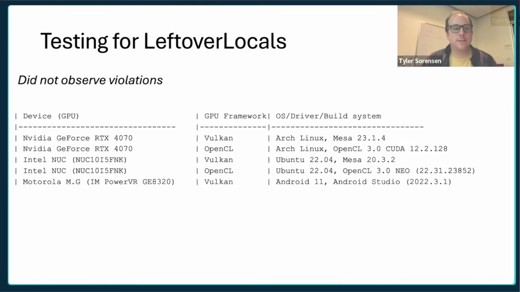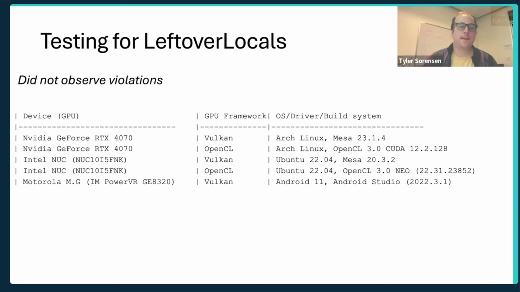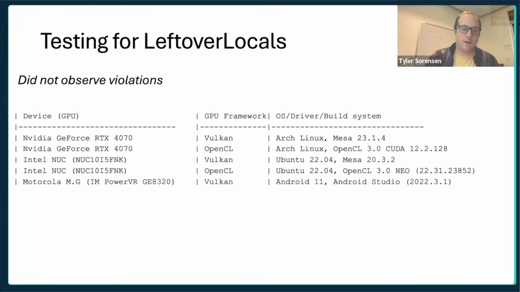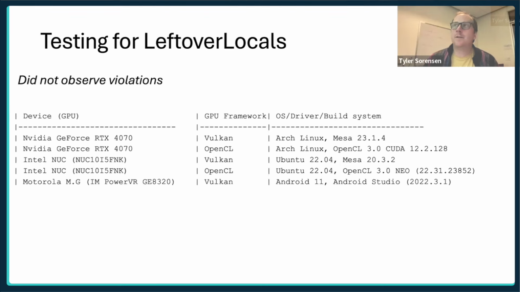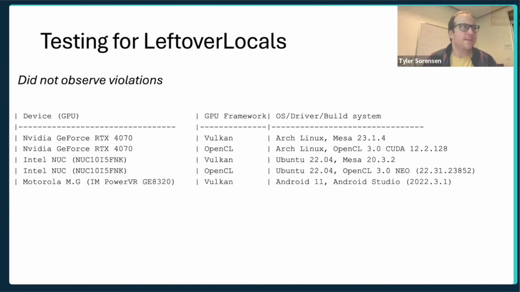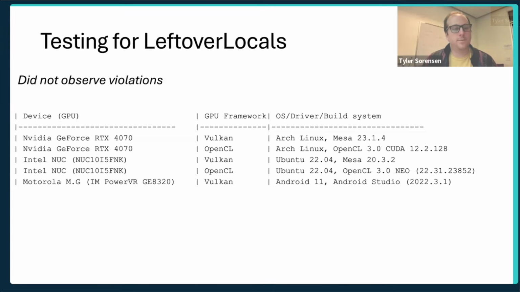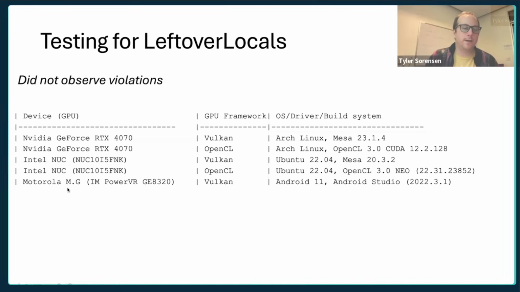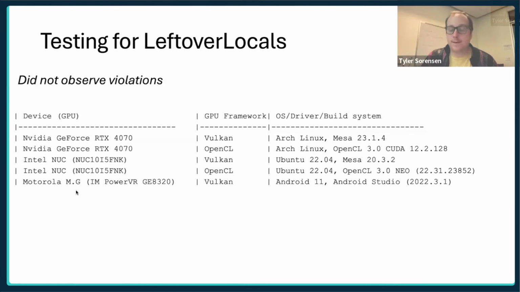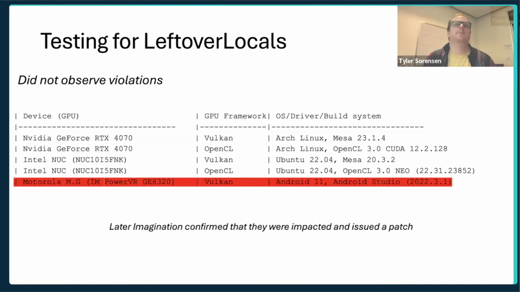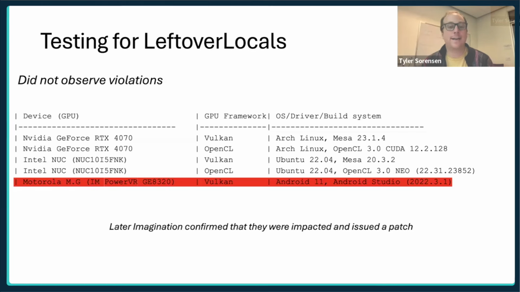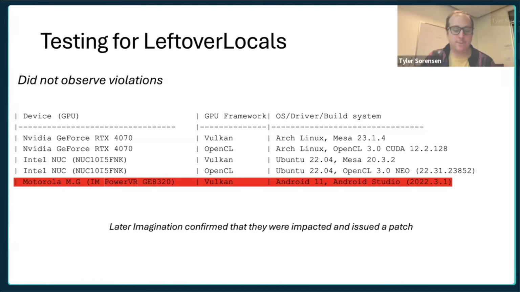We did not observe violations on NVIDIA GPUs, Intel GPUs, and in our initial testing, we didn't observe them on Imagination GPUs. Some of you might not know Imagination. They're a company based in the UK that used to make the GPUs for Apple devices. These days, they make GPUs for some of the other Android devices, often in budget devices, like the Motorola MG phone, but they still have a lot of GPUs out there, so we shouldn't count them out. Later after we released this, the Imagination people came back to us and said, "Hey, we're actually impacted," but they had a patch, and so we worked with them on that.